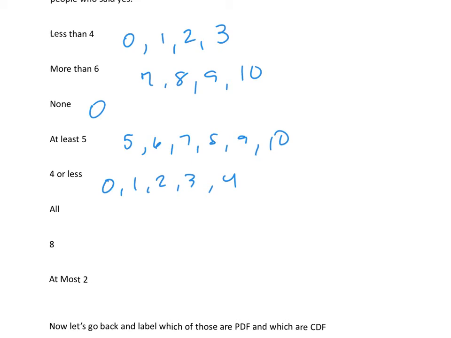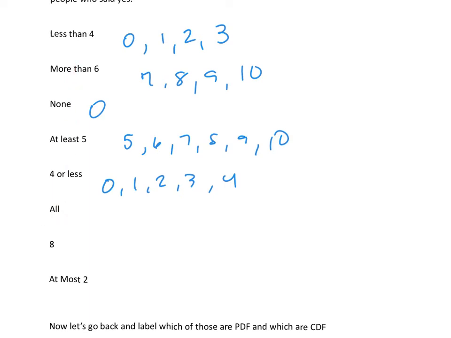See the difference between them? Less than 4 stops at 3. 4 or less stops at 4. So that's what I mean about if you try to skip this step and just use the number in the phrase. Well, these both have the number 4 in the phrase, but you don't put 4 in your calculator for both of them. So you need to interpret that phrase.